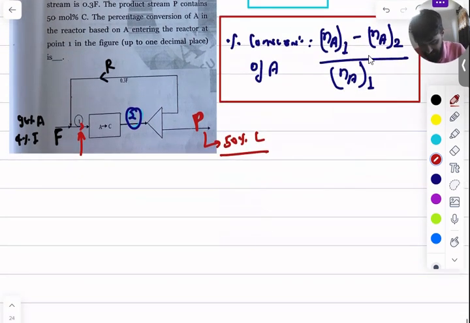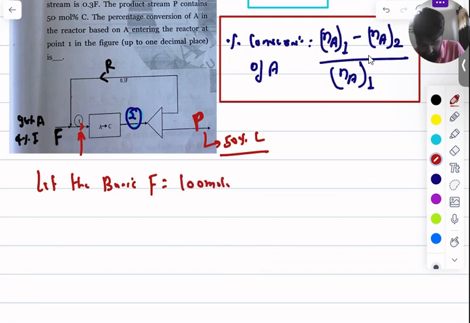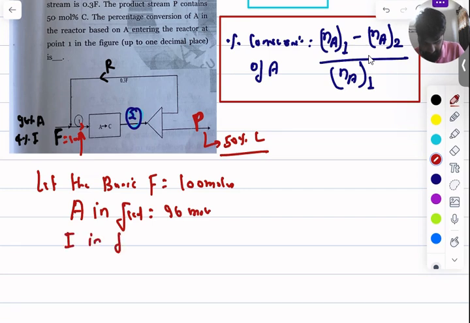So what I am assuming here, let the basis be F equal to 100 moles. This feed I am assuming is 100 moles. So A in feed is equal to 96 moles, and inert in feed will be 4 moles, right? So at these conditions, we get to know the number of moles of A and the number of moles of inert.